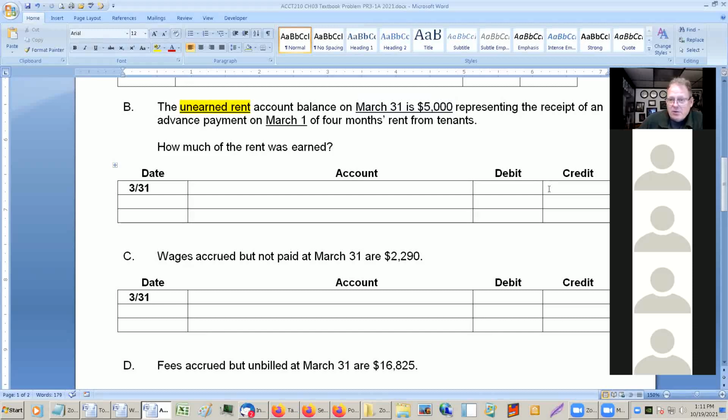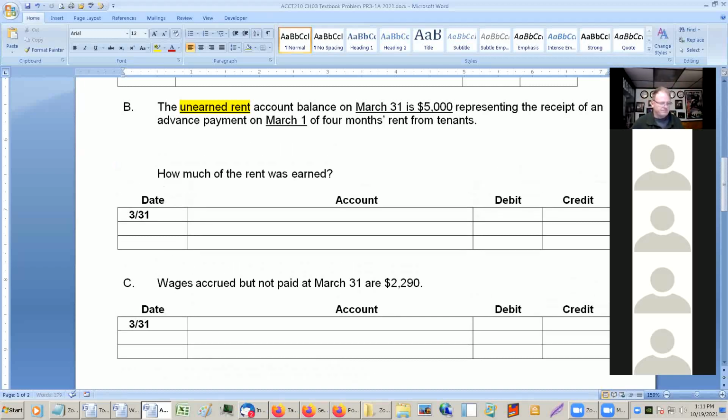Until they use the apartment, building, store, whatever this is, we can't recognize this revenue until we've earned it. So they went on March 1st, and we're on March 31st. So we used 1 month. Okay, so here's the question: how much is it per month? The total amount is 5,000 for 4 months. So how much is it per month? 1,250. Yep.